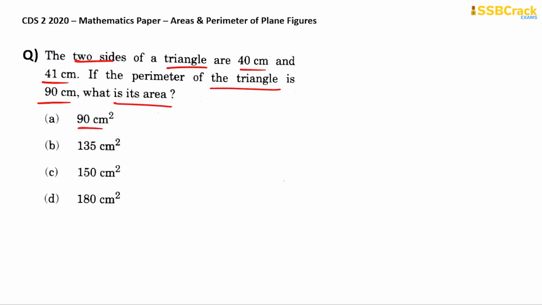Is it 90 centimeter square, 135, 150 or 180 centimeter square? For that you have to use Heron's formula, because two sides are already known to you. And for the third side, they have given us the perimeter. So the third side you can find out by subtracting the two sides from the perimeter.